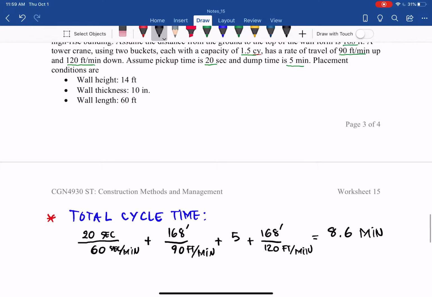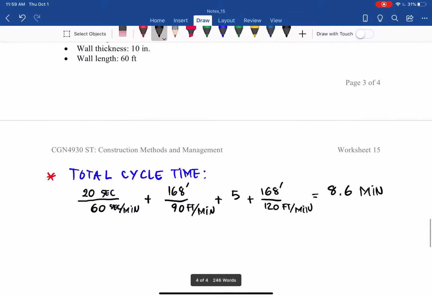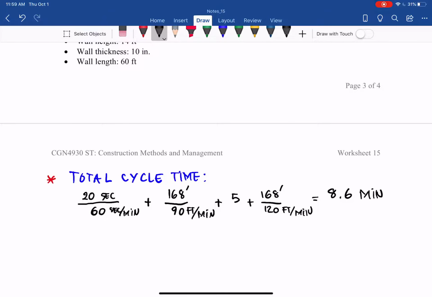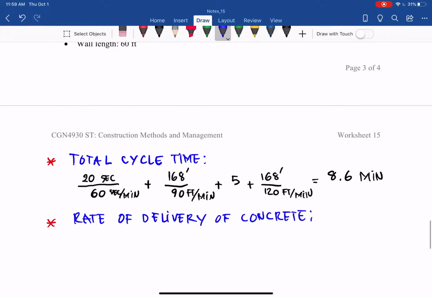And one cycle carries 1.5 cubic yard. So from that we can see the thing we talked about before, production rate or production. Then we can say the rate of delivery for the concrete from the ground to the 12th floor.